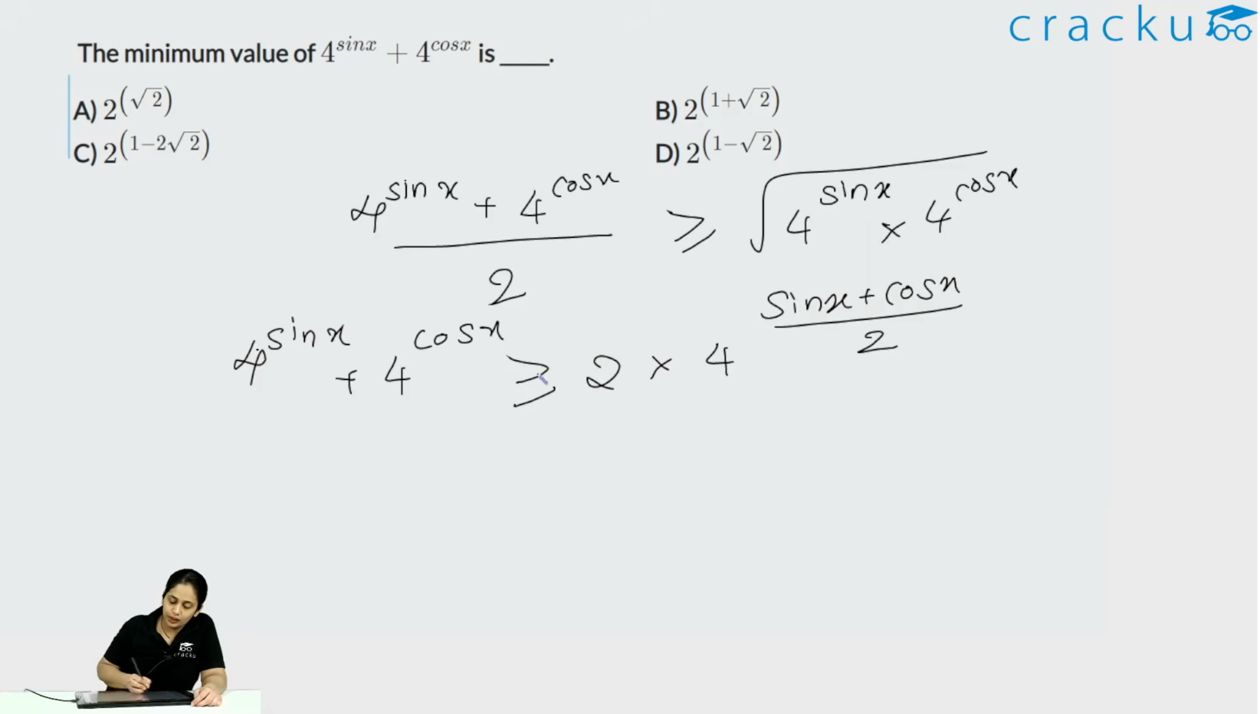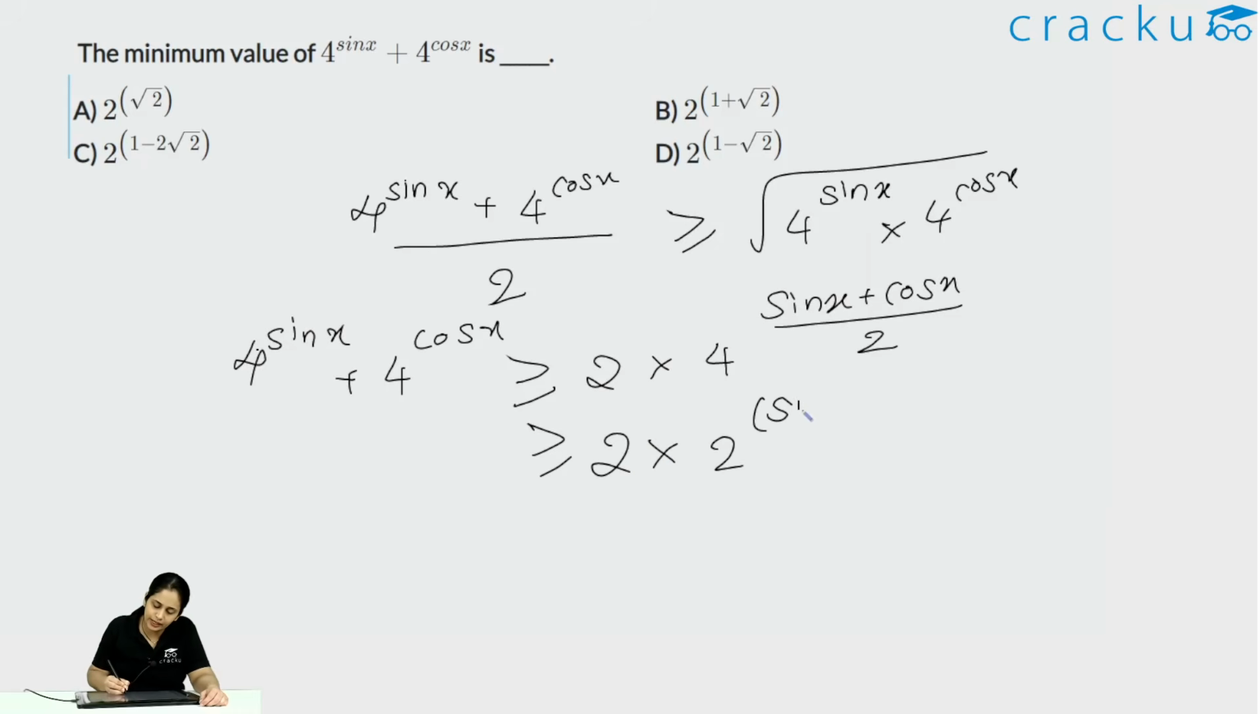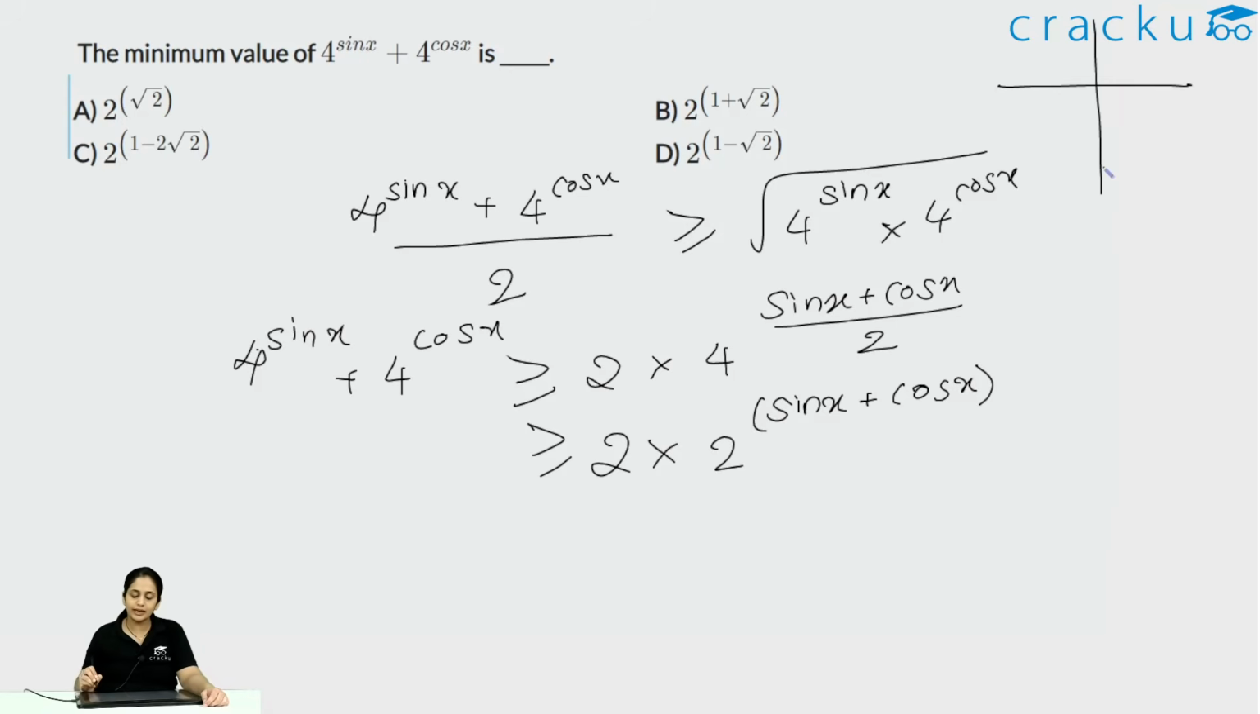Now the least value that you can have is: this has to be greater than or equal to 2 times 4 raised to this. If I take 4 as 2 square, this cancels off, so I can write this as 2 times 2 raised to sin x plus cos x. Now what is the least possible value of sin x plus cos x? The least possible value of sin x plus cos x will give you the least possible value of 2 raised to sin x plus cos x, which in turn will give you the least possible value of the left hand side.